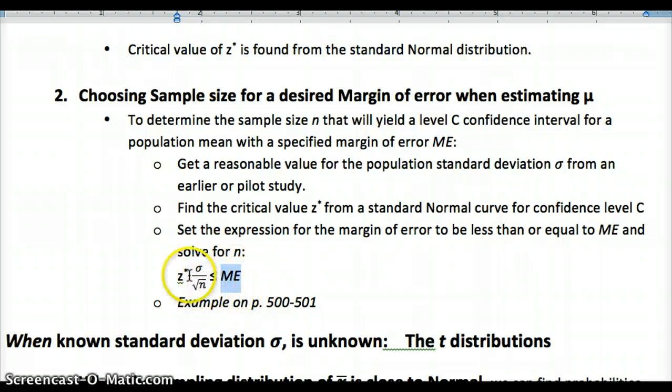So again, that's just solving for n. Z star is based on the confidence level. Margin of error will be given to you. And then this one will require you to know the population standard deviation. In reality, we oftentimes don't know that.